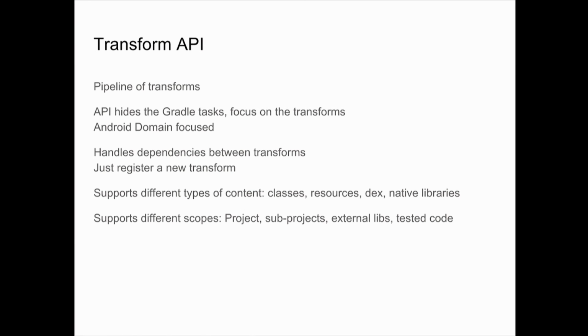And then we have a notion of scope. Is it the current project scope? Is it the sub-project? Is it the external libraries? Is it the tested code? Because ProGuard, if you're ProGuarding a test app, needs to have a reference to the tested code, because otherwise it's going to find references to classes that are not part of the code it's seeing, and it's going to complain. So we have to provide it with a separate type of input.